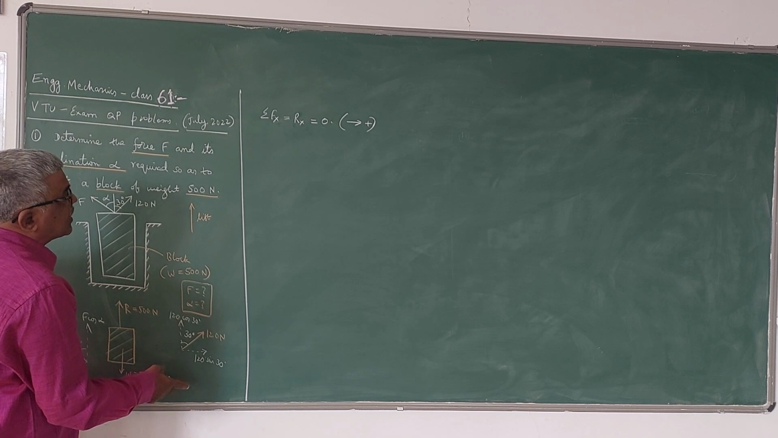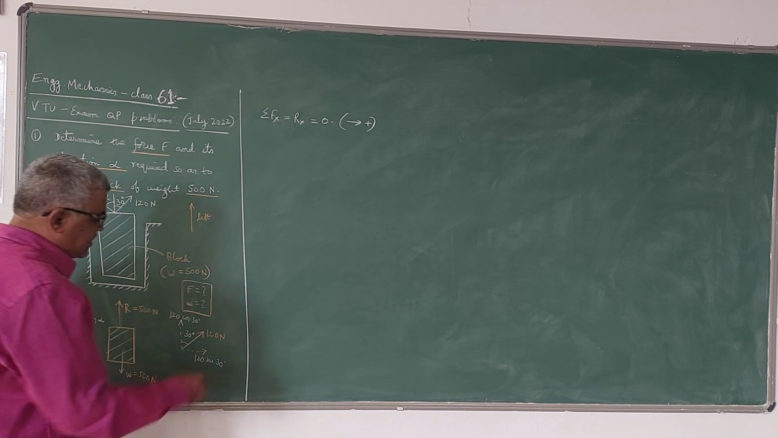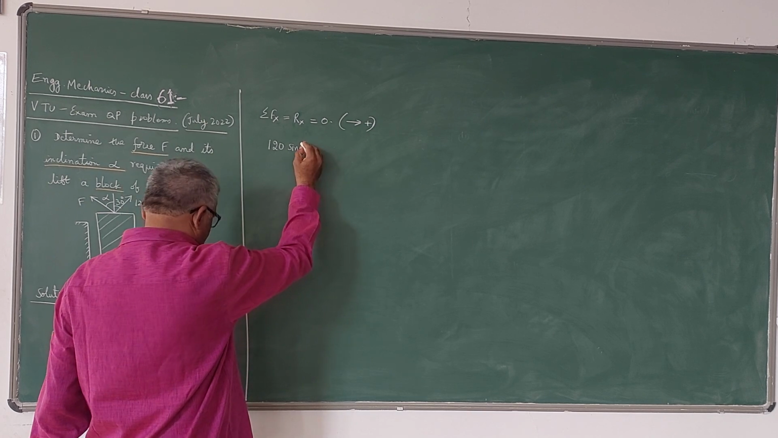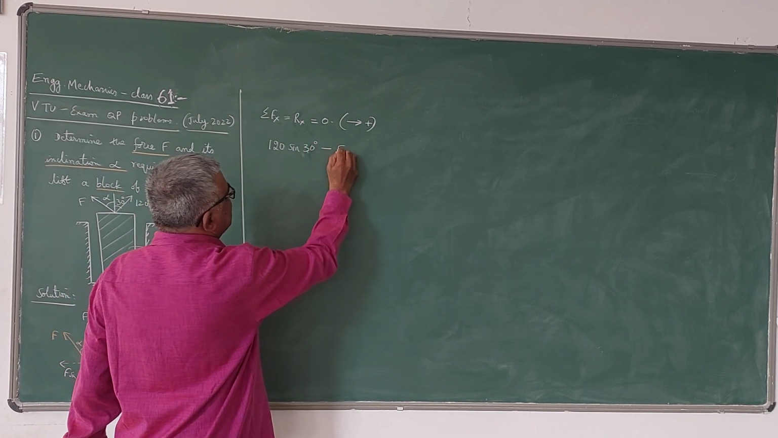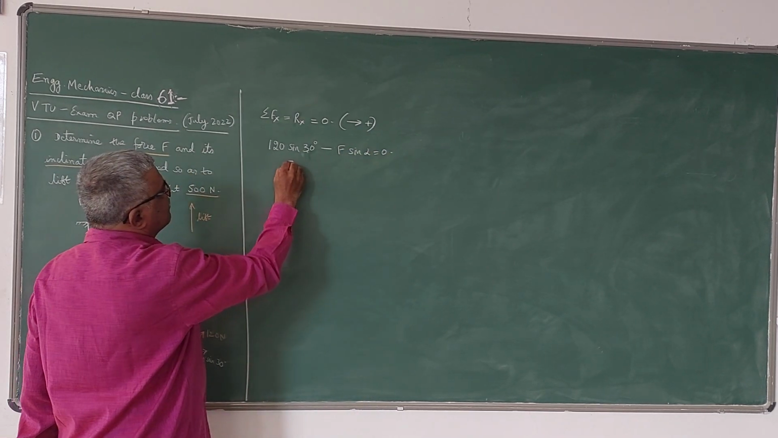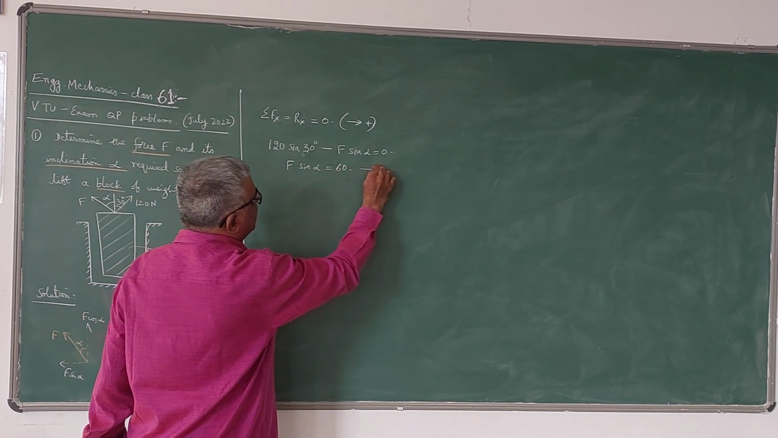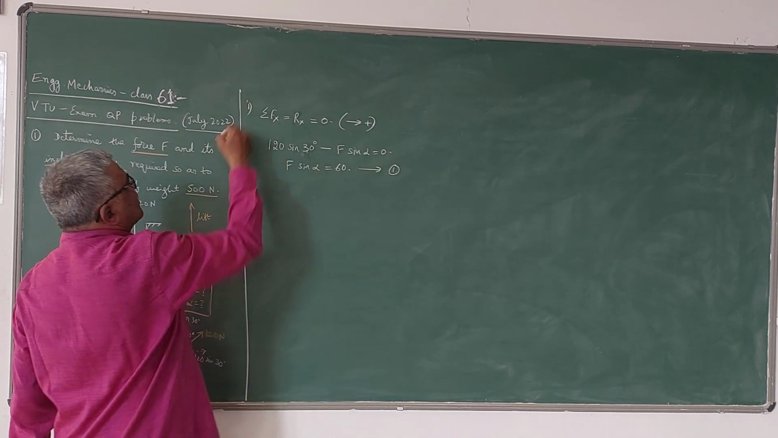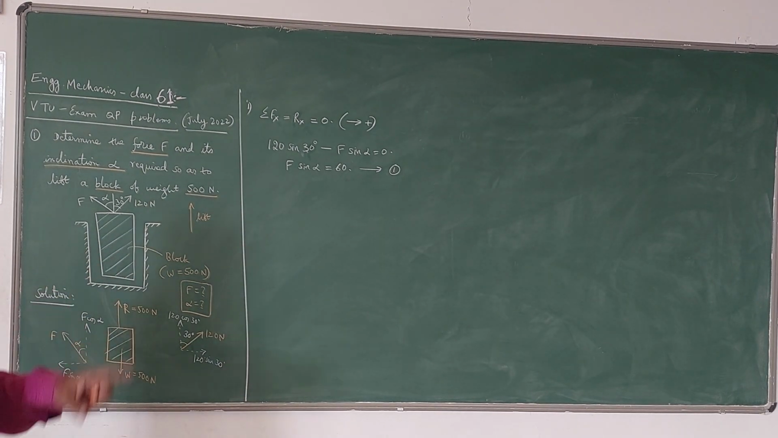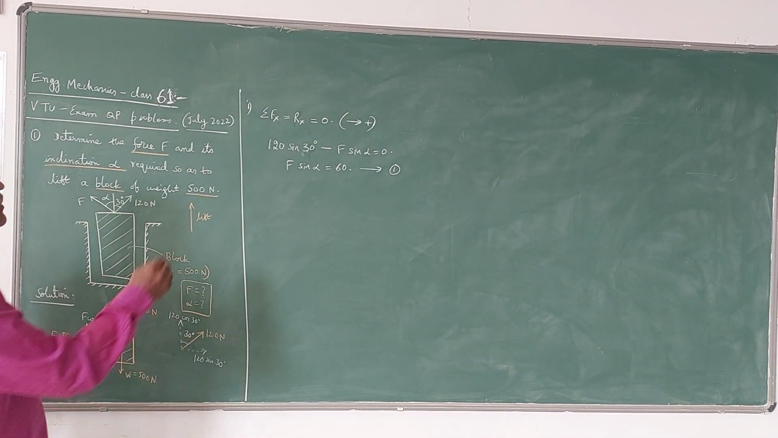Now if you take the forces in the x direction, 120 sin 30 is acting towards right, F sin alpha is acting towards left. So I can write the equation: 120 sin 30 degrees minus F sin alpha is equal to 0. This is the equation we are going to get. From this we can write F sin alpha is equal to 120 sin 30, which is 60. So this is one equation we get by using the first condition: since the block is lifted upwards, the resultant should act in the upward direction, that is in the y direction. Therefore there is no force along the x direction.